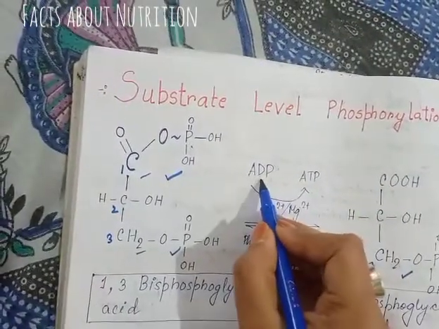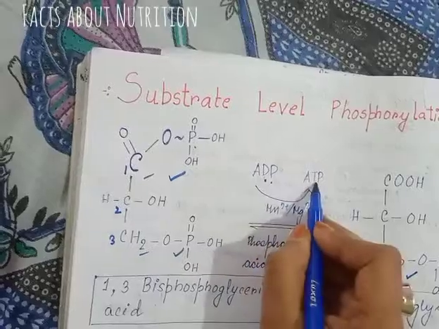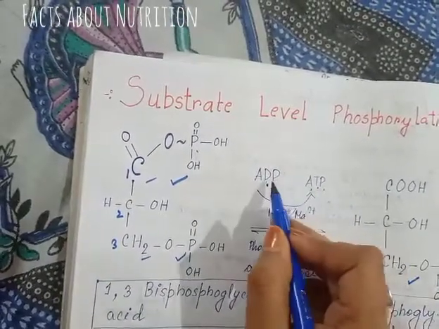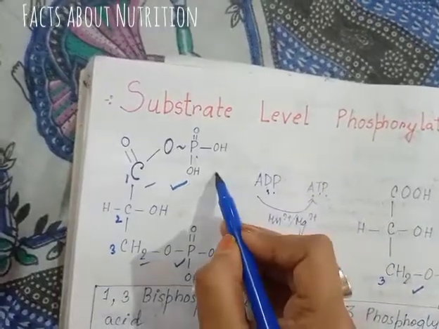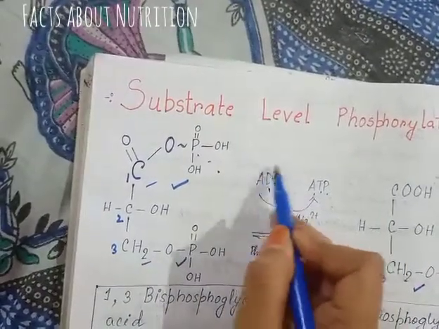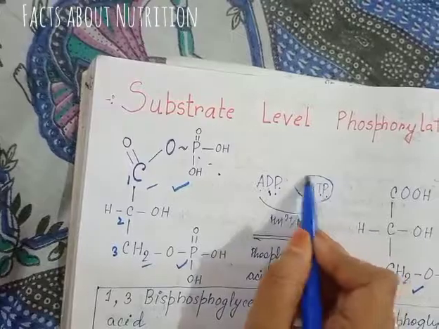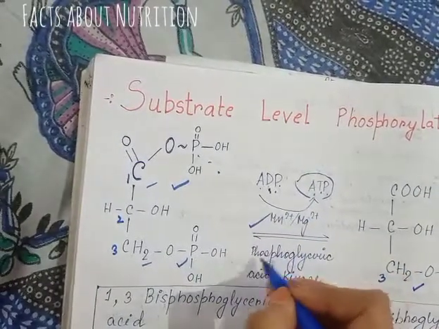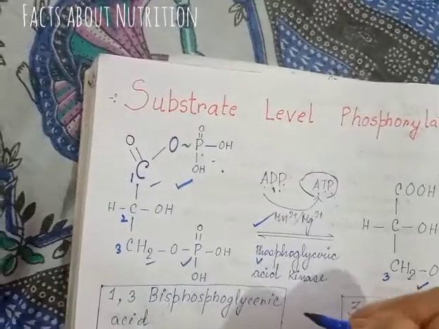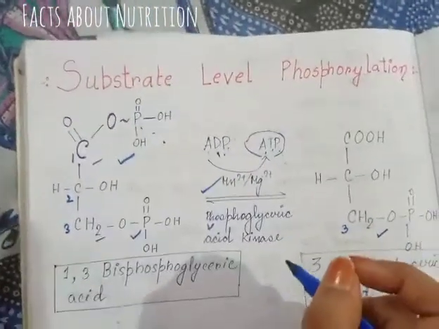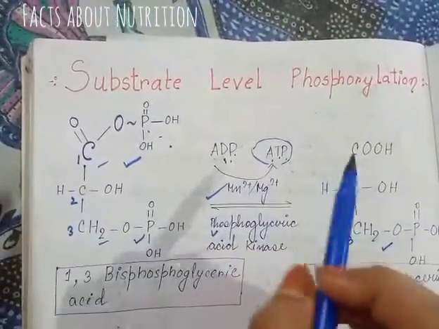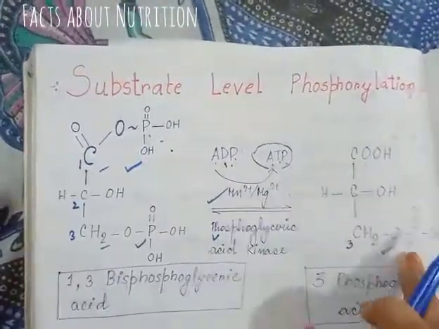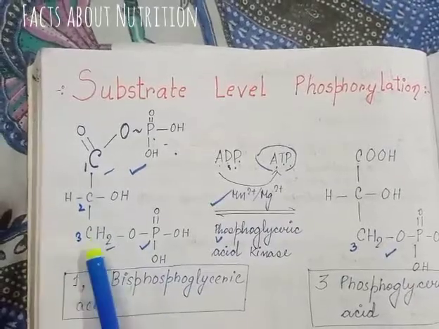So ADP, adenosine diphosphate, goes to adenosine triphosphate, that means one more extra phosphate group. This is tri and this is di. So this phosphate is attaching to this and it is forming ATP. This is the cofactor and this is the enzyme that is required, phosphoglyceric acid kinase. I have already discussed this. Now as you can see over here, this is the substrate and this is the product. This is the starting material, that is the substrate.